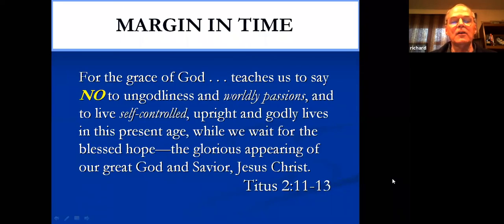This is the verse in Titus, the second chapter. For the grace of God teaches us to say no to ungodliness and worldly passions, to live self-controlled, upright, and godly lives in this present age, while we wait for the blessed hope, the glorious appearing of our great God and Savior, Jesus Christ. Amen.